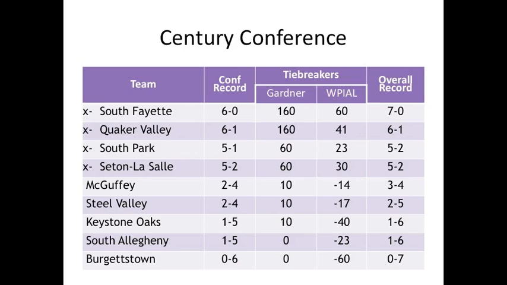Quaker Valley can clinch their first home playoff game in school history with a win over Burgettstown and a loss by South Park. South Park still has a very outside shot at the conference title if they win out over South Fayette and Seton LaSalle, and they need a Quaker Valley loss to Burgettstown, who hasn't won in a few years.